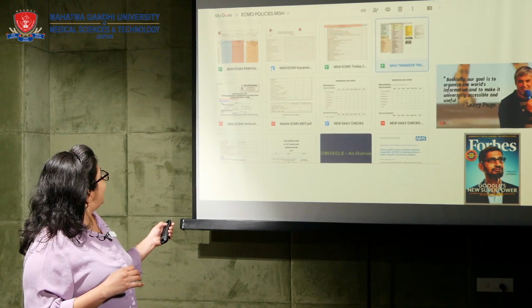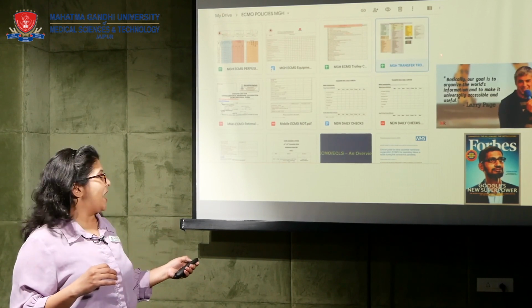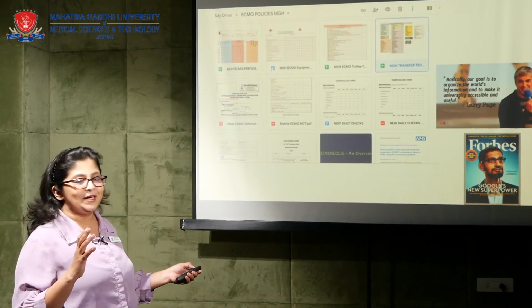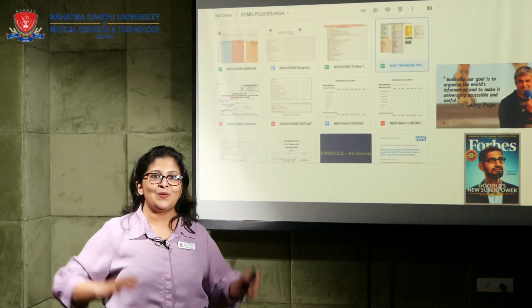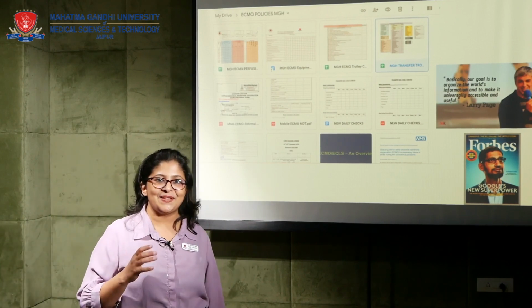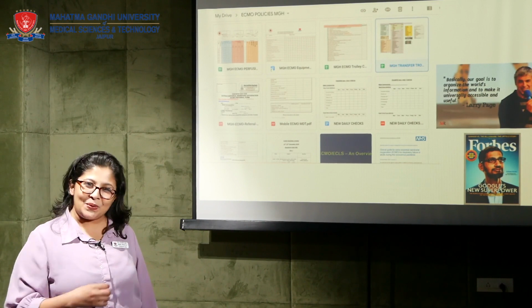So again, another checklist moment. I feel really happy that Google is there. Google is the new god. Thanks to Larry Page and Sundar Pichai for making Google so easy for us.